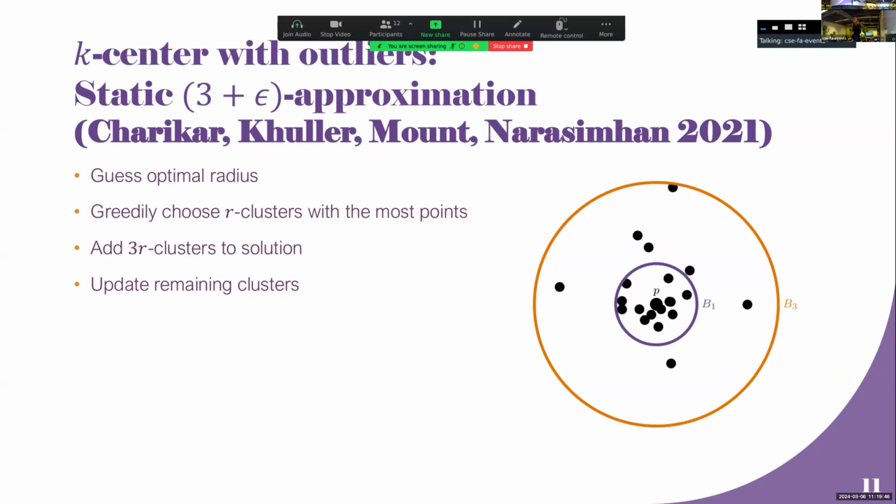And the other work that we are using is a greedy static 3 plus epsilon approximation for the case with outliers. Samir already told us about that algorithm in his talk. I just briefly summarize. We first guess the optimal radius, and then we greedily choose k clusters that are balls of radius R that have the most points in them, and then we increase the radius by a factor of 3 and add this to our solution. And this we do k times, and if we guessed correctly, then this will yield a 3 plus epsilon approximation.